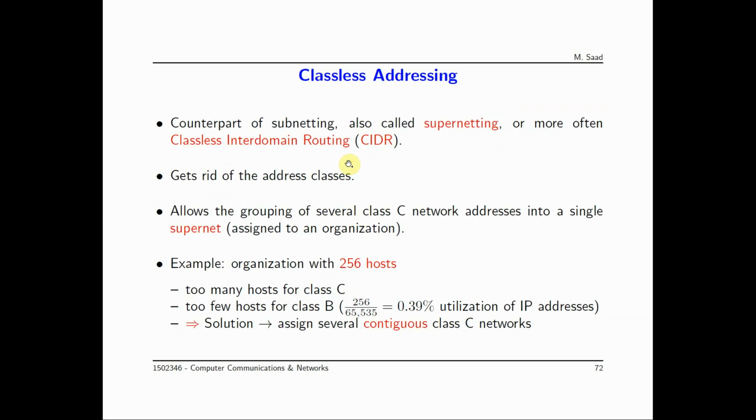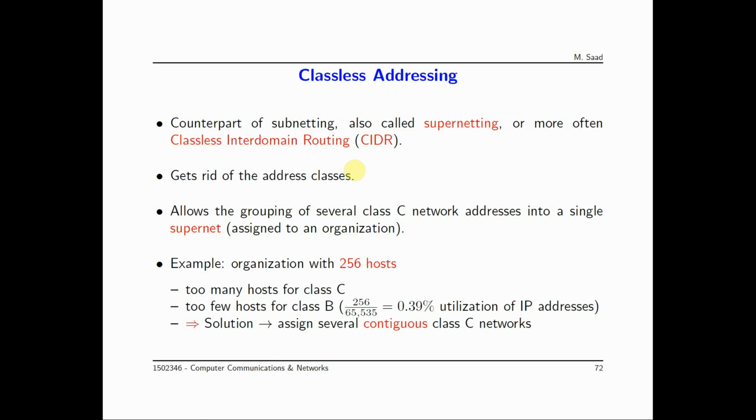Now, imagine the following. I have a network for my organization, and I need to allocate IP addresses. I need to assign IP addresses to the machines connected to my network. So, assuming that we have the classes, I have to choose a class. I think class C is too small because it cannot have more than 254 hosts. However, class B is too large. It can have up to 65,000 and more hosts.